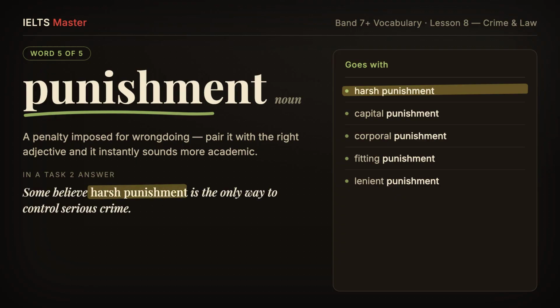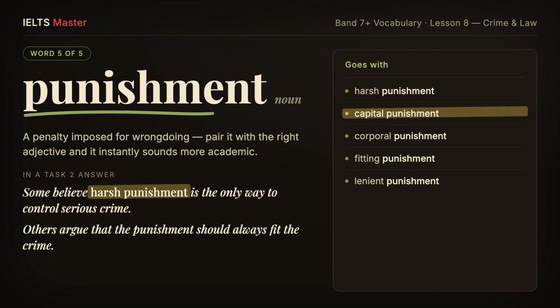For example, some believe harsh punishment is the only way to control serious crime, and others argue that the punishment should always fit the crime. The collocations are harsh punishment, capital punishment, corporal punishment, fitting punishment, and lenient punishment.